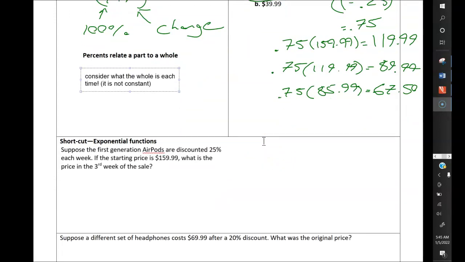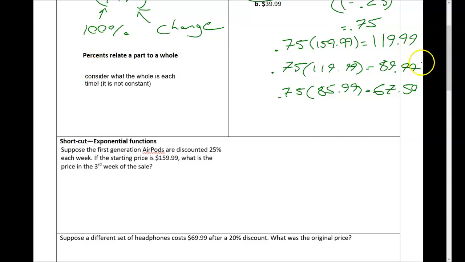So the way I can represent what we just did using an exponential function, notice we're representing repeated multiplication, right? So my rate is still 0.75. And I did that 3 times for 3 weeks. And my original value was 159.99, right? So that is the same math that we just did.